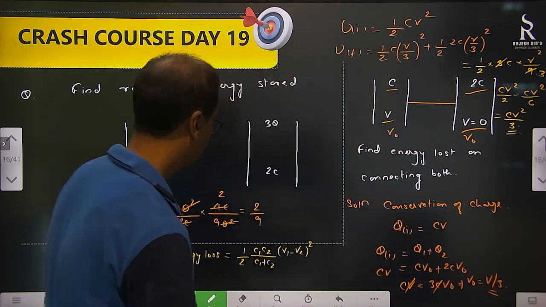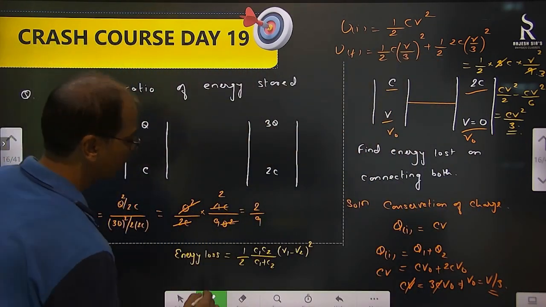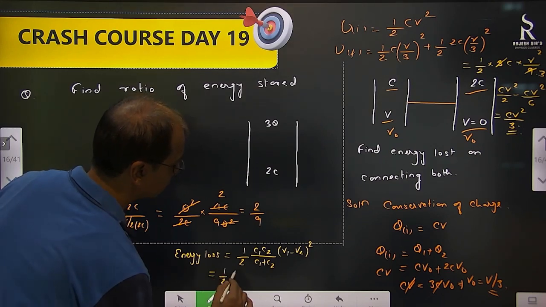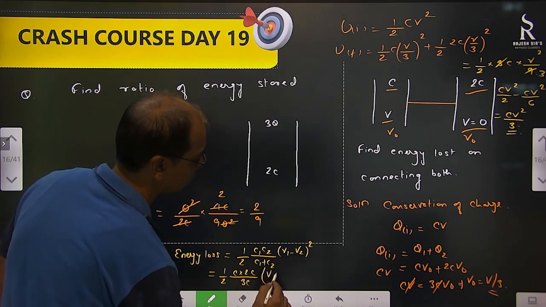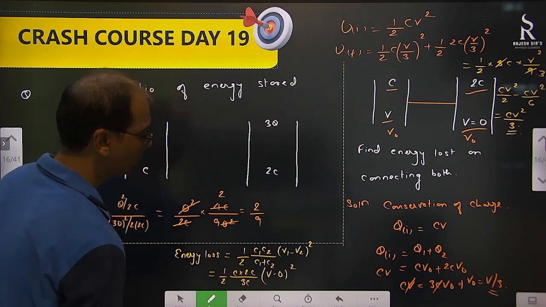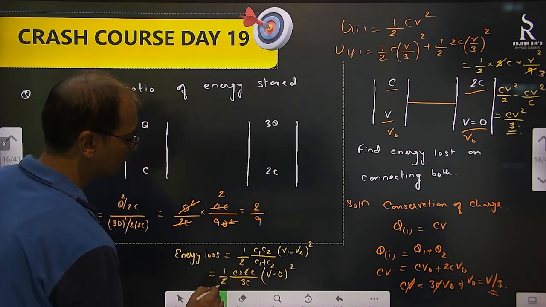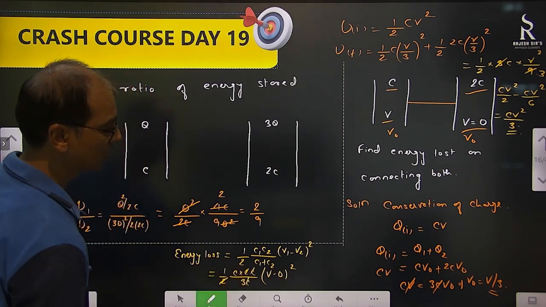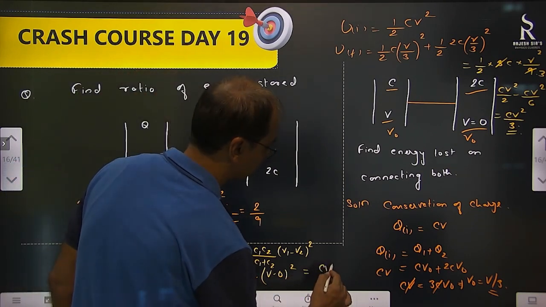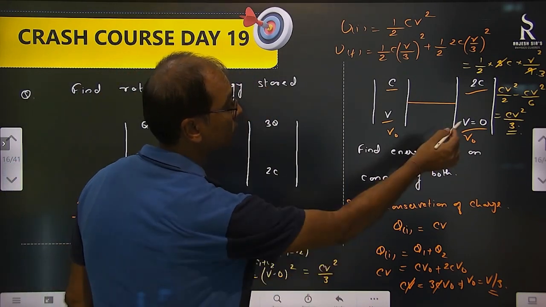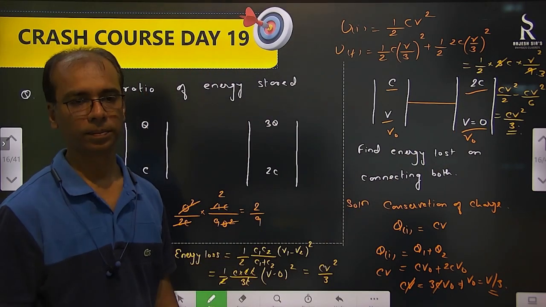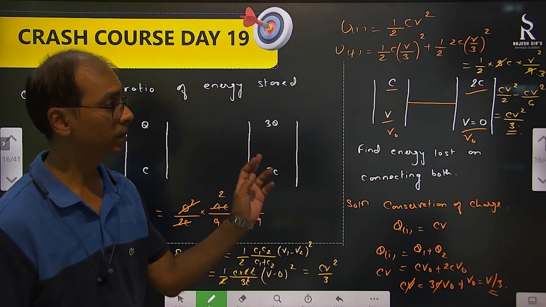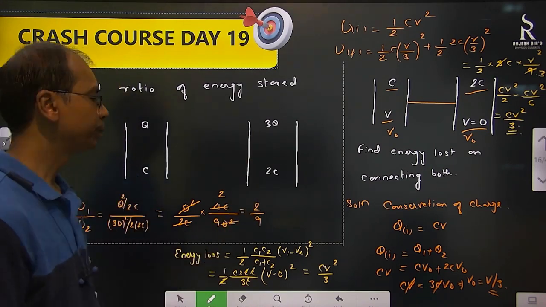Check here, are we getting the same answer? 1 by 2 C into 2C by C plus 2C means 3C, and V1 is V only and V2 is 0. The 2 and 2 get cancelled, C and C get cancelled, and we get CV square by 3. Same. So if you remember this formula also, that's well and good. Directly we can calculate energy loss when connecting two capacitors.